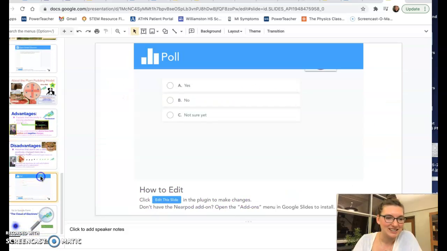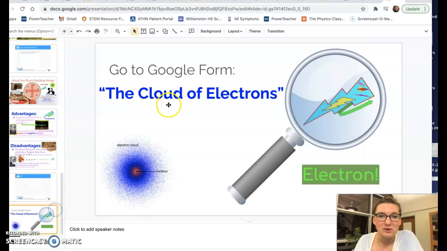So are you convinced that this is the final model that we're going to sit with for the rest of eternity? You should not be convinced, because we're about to crumple this model up and find out something different based on the experiment of Ernest Rutherford. But for now, you can go to the Google form, The Cloud of Electrons, and fill that out.